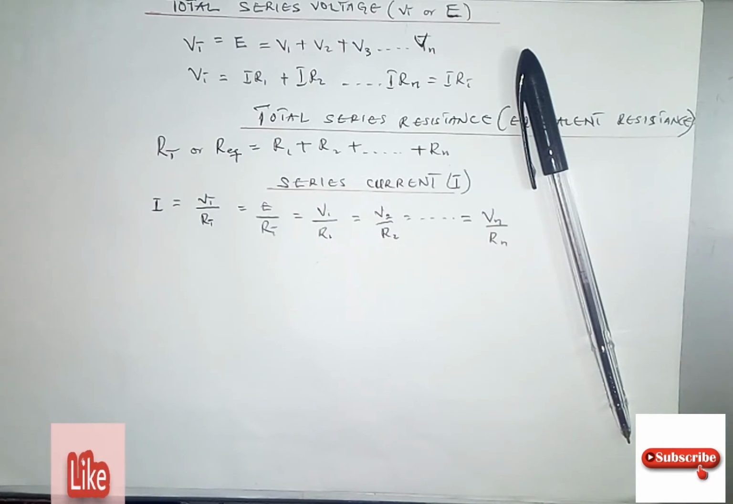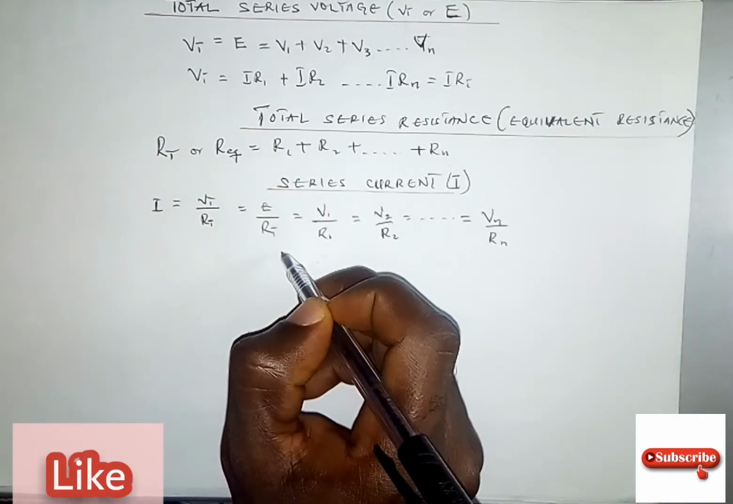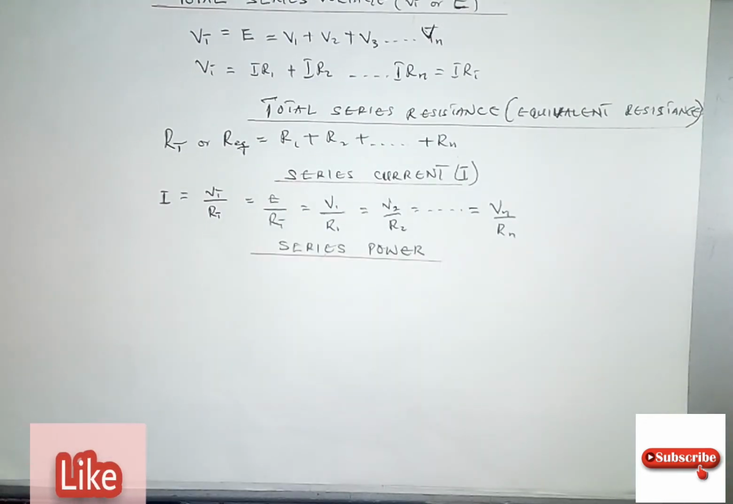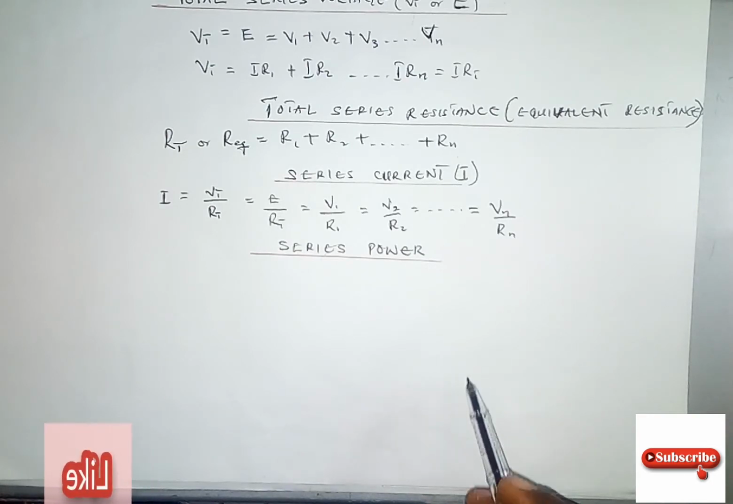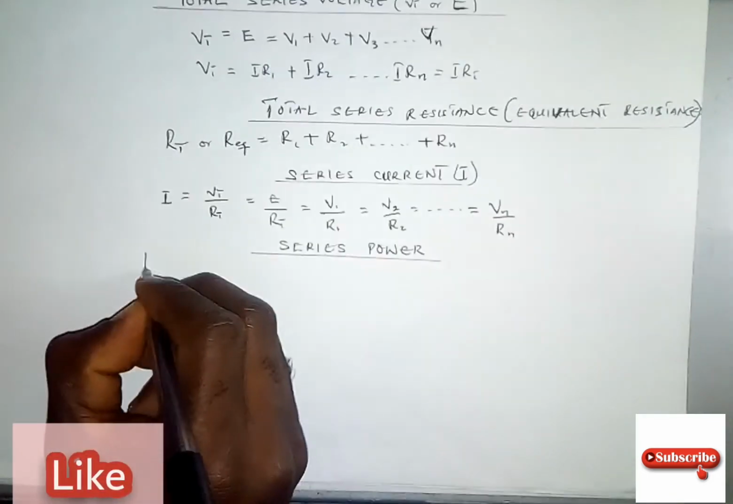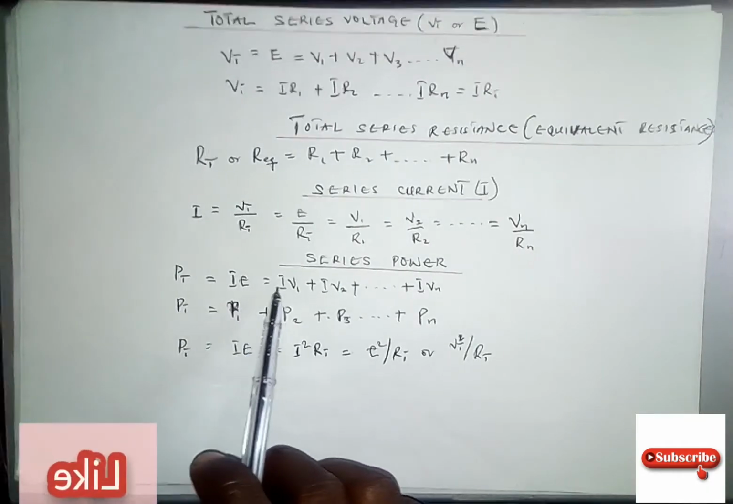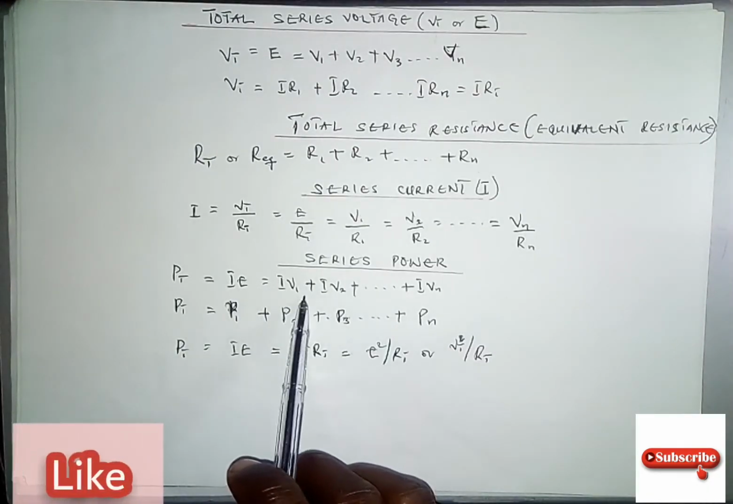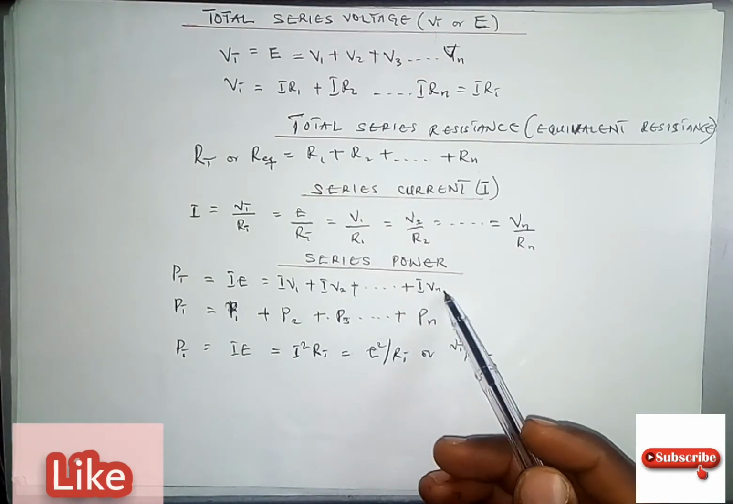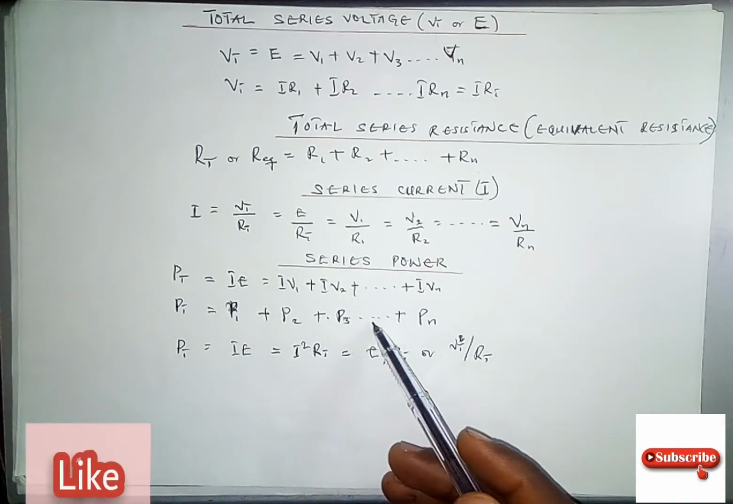And last but not least, we can find series power in a series circuit. In the case of series power as well, each of the resistors in a series circuit consumes power, which is dissipated in the form of heat. So the total power, known as PT, equals IE, IV1 plus IV2, till whatsoever number you are having. The same thing is applicable: PT is equal to P1 plus P2 plus P3 to the rest.